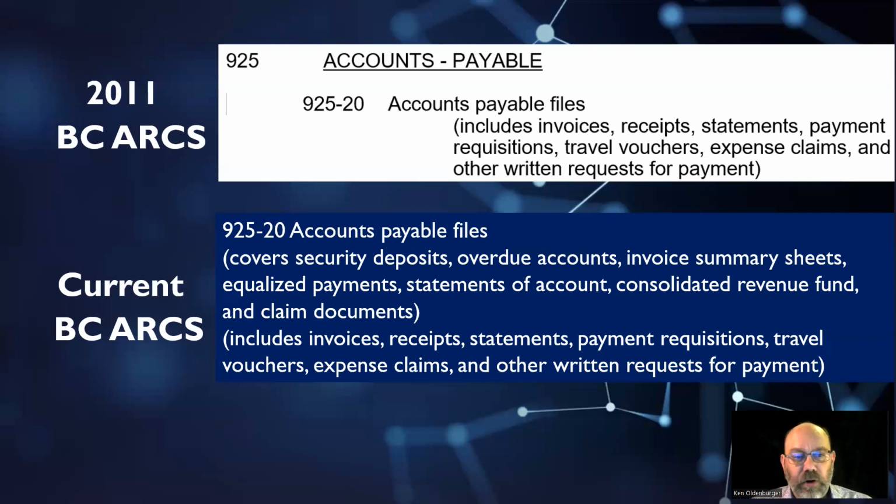Just below it, we see the current BC ARCS. It's almost exactly the same, except that they've added this covers statement. And a covers statement helps to kind of identify some of the activities that we might see within these files. So again, a little bit of assistance to identify whether your file folder belongs in this accounts payable files.